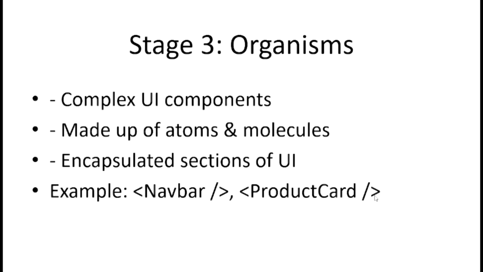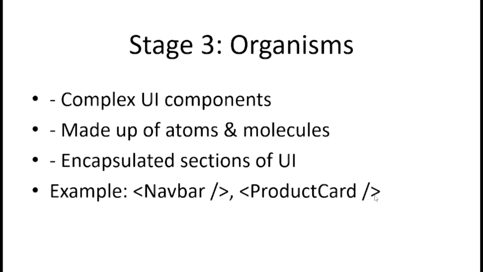Now comes stage number 3, which is organisms. Organisms are relatively complex UI components. You can say when we combine atoms, it forms molecules, so the next stage after molecules is organisms. These are the sections of an app like a navbar, sidebar, or a product card. They combine atoms and molecules to build robust blocks. So if you talk about organisms in atomic design, you can have atoms and molecules combined together to form an organism.